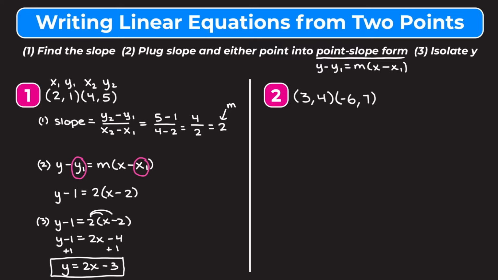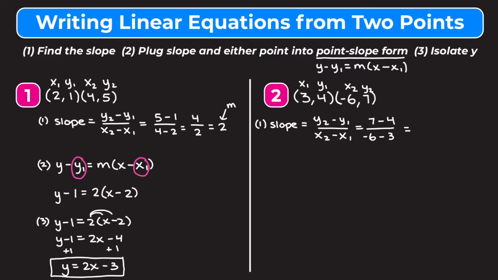Let's try another example. So if we look at number 2, we have the points (3, 4) and (negative 6, 7). So again, we're going to start by finding our slope. So slope is equal to y2 minus y1 over x2 minus x1. I'll go ahead and label our points with x1, y1, x2, and y2. We're going to plug in our values. So y2 is 7 minus y1, which is 4, over x2, which is negative 6, minus x1, which is 3.